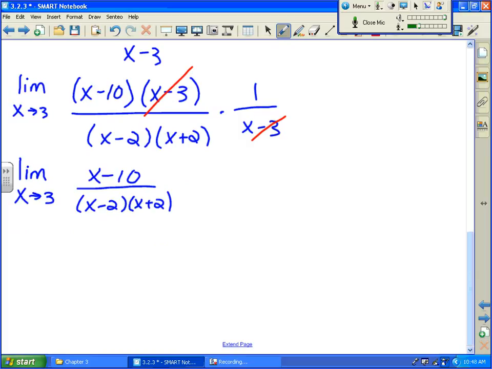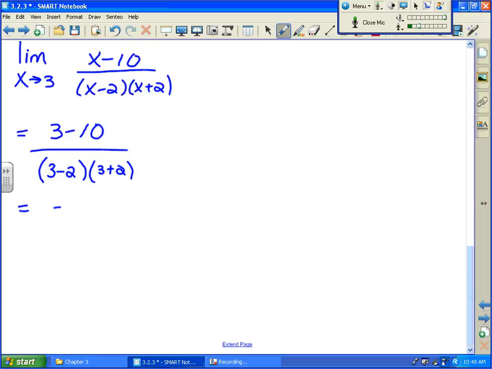I'm at a situation now where I could probably start using direct substitution because the problem area has disappeared, and that problem area is when I plugged in the value of 3. So it's going to equal 3 minus 10 all over 3 minus 2 all over 3 plus 2. So I get negative 7 on the top, 1 times 5, negative 7/5.